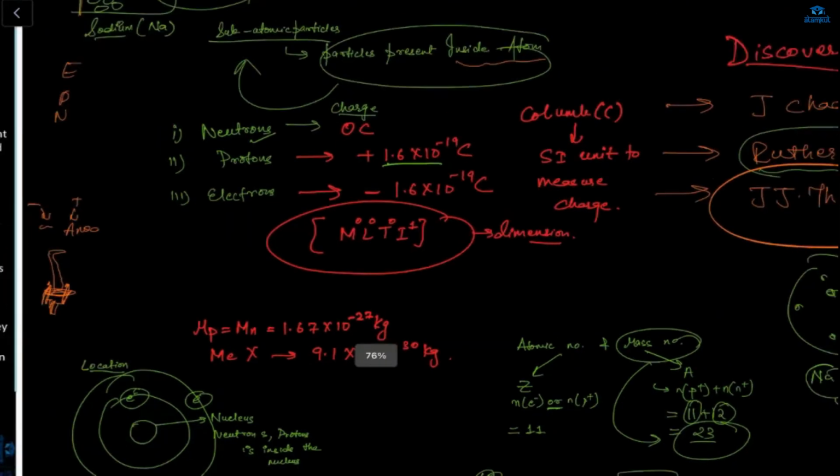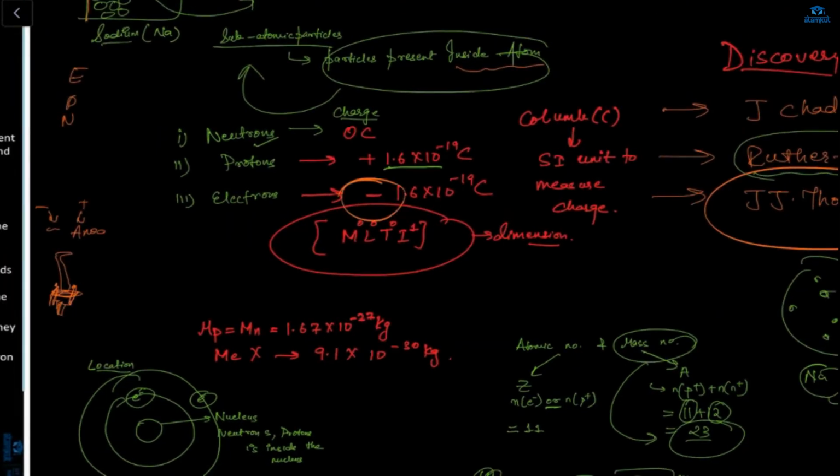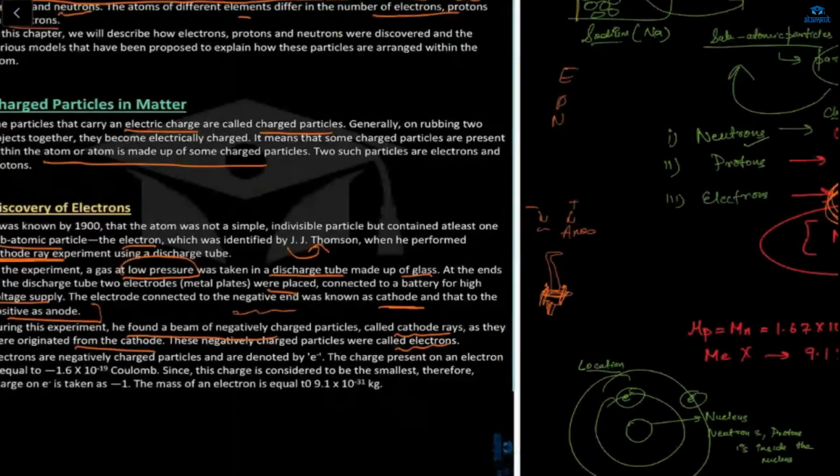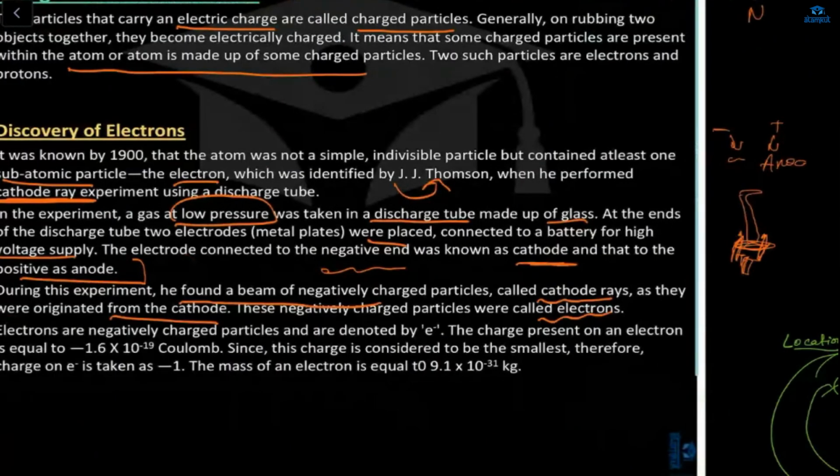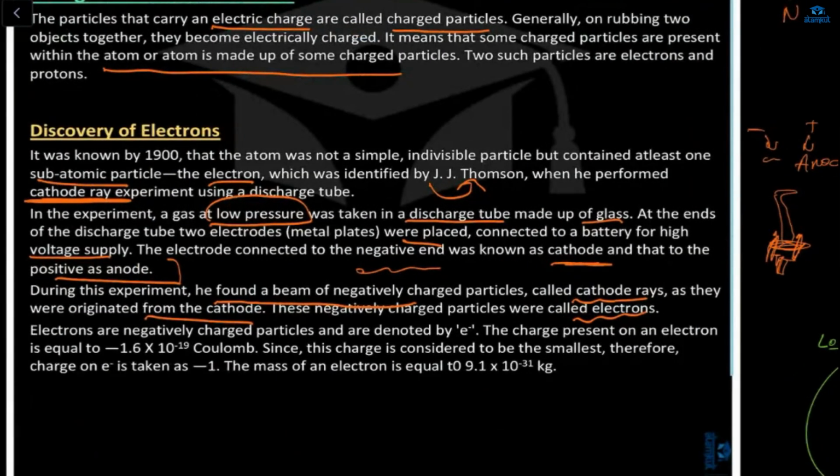And what is the charge of the electron? The electron has a negative charge. Why is the charge of the electron negative? Ma'am, because it was found from the cathode rays.